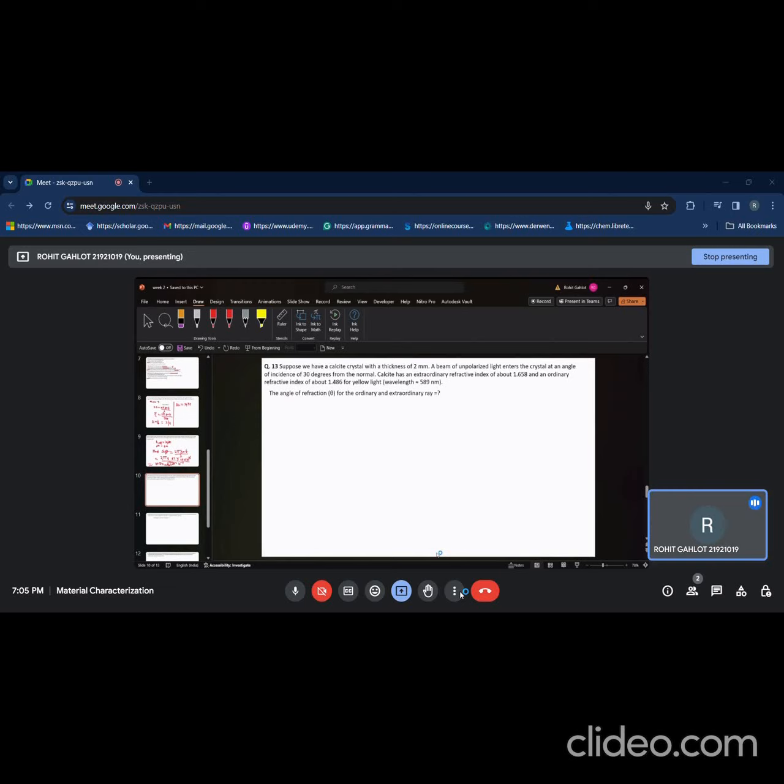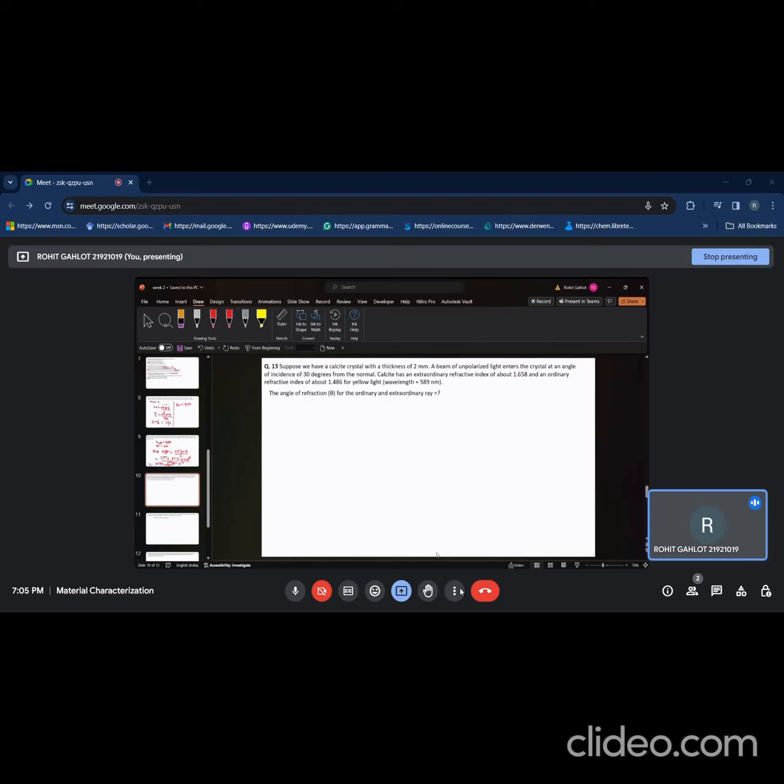The next problem is that suppose we have a calcite crystal with a thickness of 2 mm. A beam of unpolarized light enters the crystal at an angle of incidence of 30 degrees from the normal. Calcite has an extraordinary refractive index of about 1.658 and an ordinary refractive index of about 1.486 for the yellow light. The angle of refraction theta for the ordinary and extraordinary ray will be?